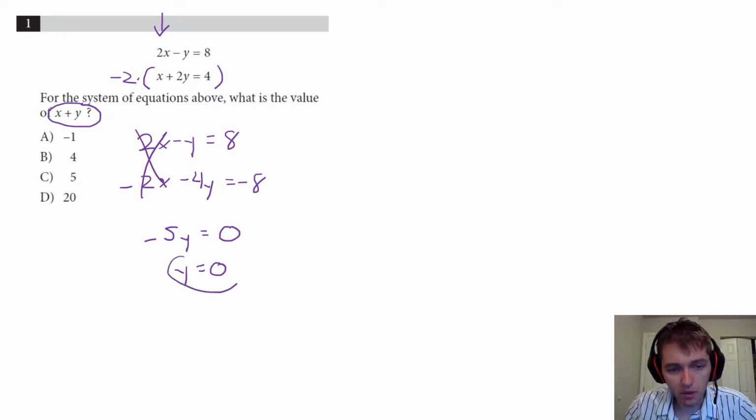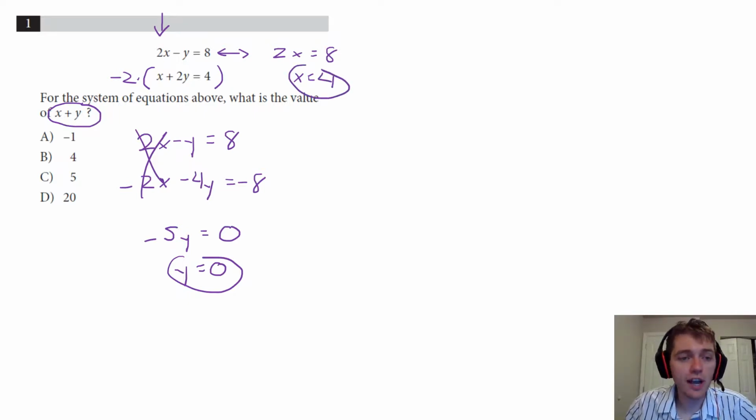So there's one part. Now you can go back and plug y equals 0 into your first equation. So take that and you have 2x minus 0, which is just 0, is equal to 8. That means that x is equal to 8 divided by 2, which is 4. Go back to what the question is actually asking for. It's asking for x plus y, which will be 4 plus 0, which is equal to 4, which means that your answer is 4 and it is B.